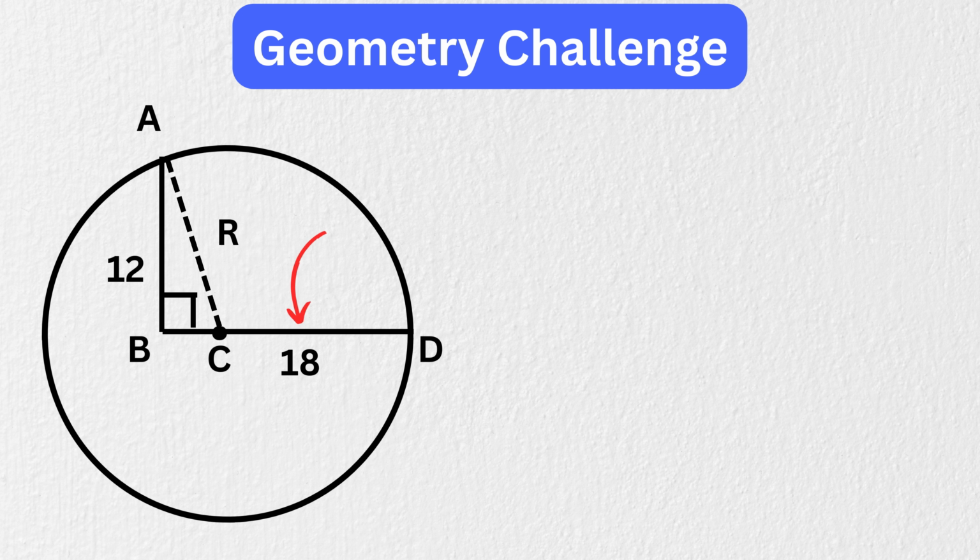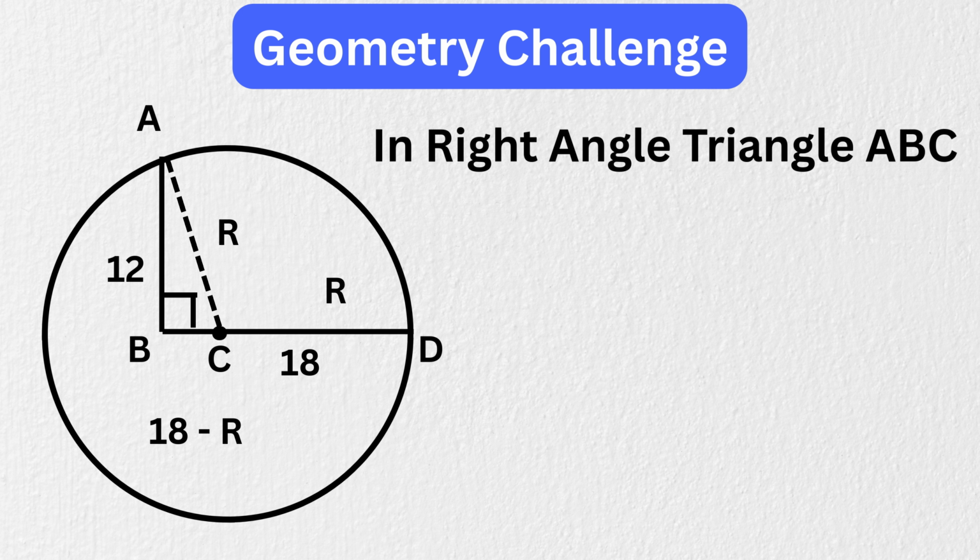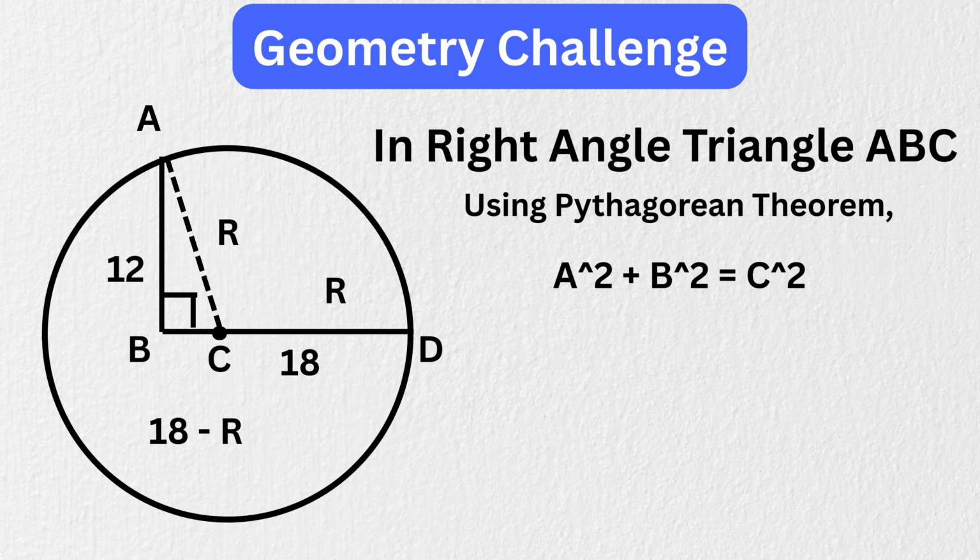Since this segment of the circle also passes through the center, this is also equivalent to r. And this segment is 18 minus r. Now let's break it down. In right-angle triangle ABC we have one leg as 12 units, the other leg as 18 units minus r, and the hypotenuse as r. Now using the Pythagorean theorem, that's a square plus b square equals c square.